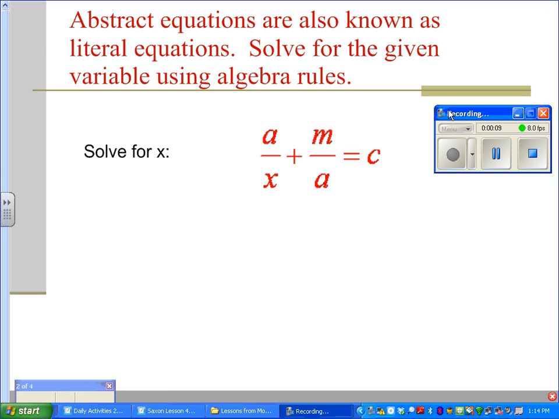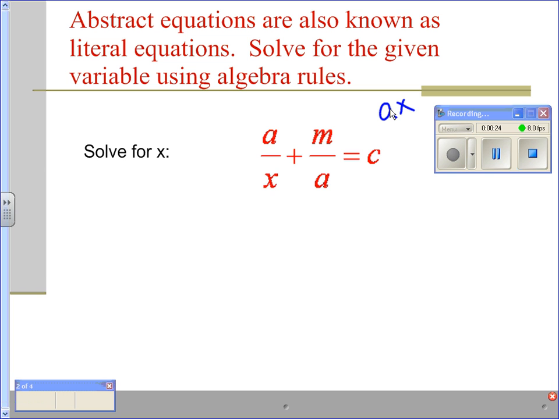All right, so it wants us to solve for x. So this is how I do it. Again, if you want to do it a different way, you can. What letters are in the denominator? A and x. So I'm going to multiply each term by ax. Does that make sense? So what is a over x times ax?